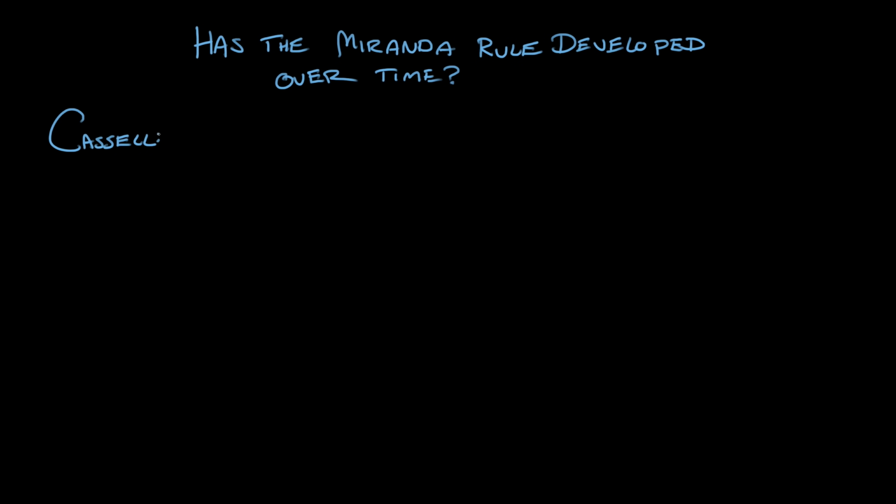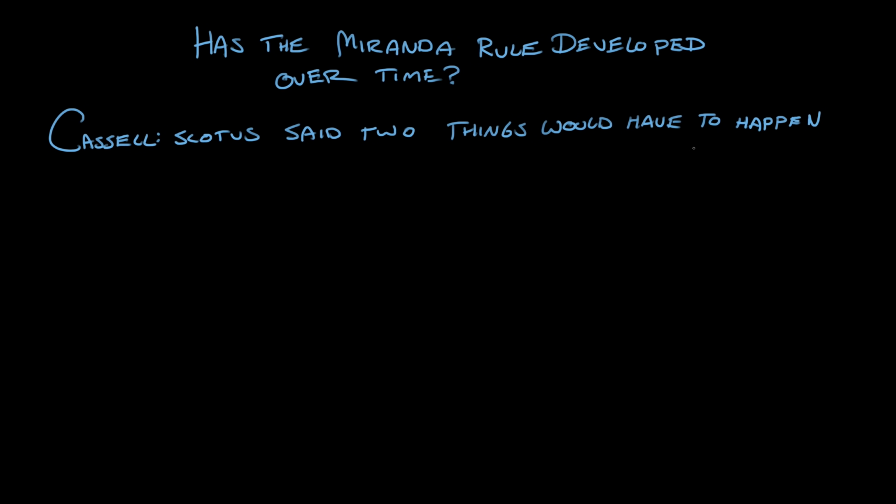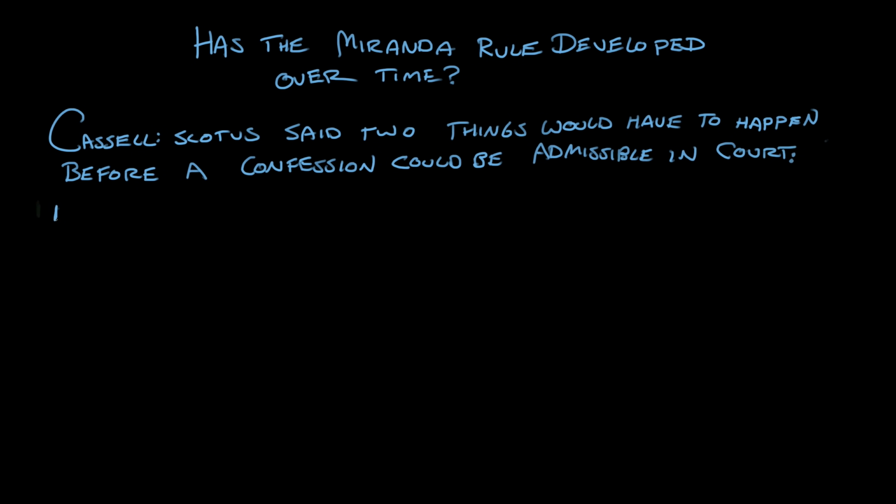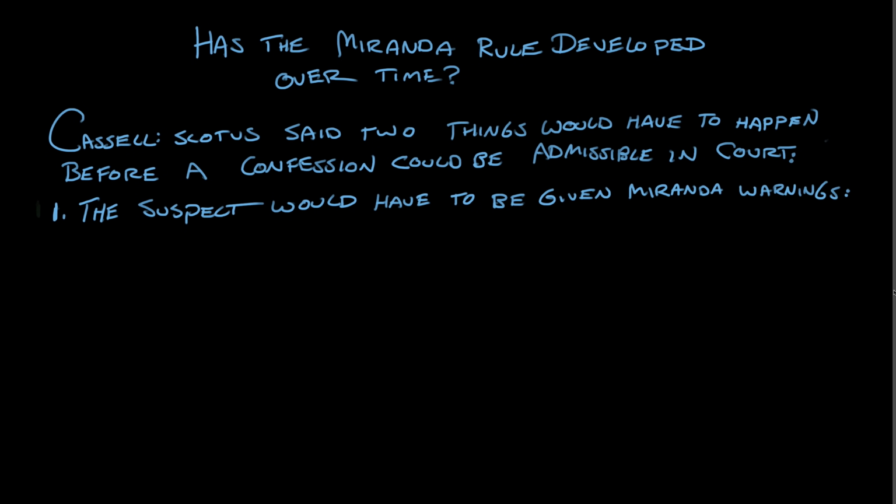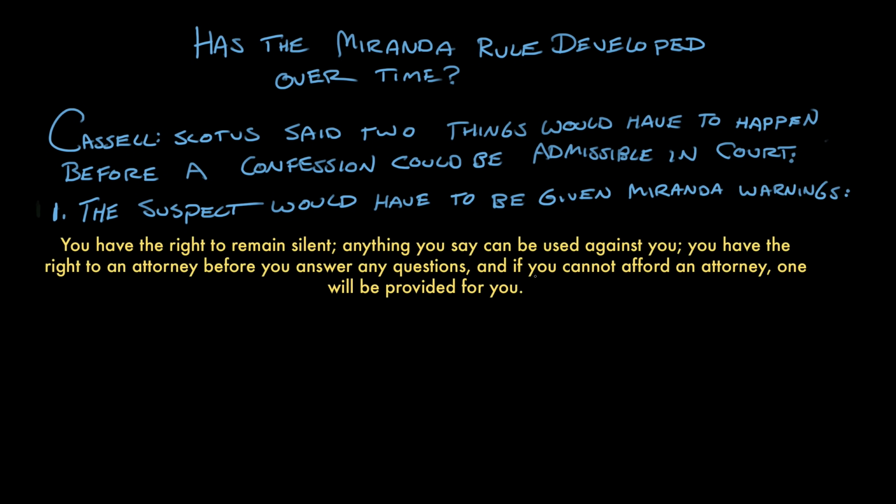Yes, what the Supreme Court said was basically two things were going to happen before a confession given by someone who was in police custody could be admitted at a trial. The first is that the suspect would have to be given Miranda warnings. That is, you have the right to remain silent. Anything you say can be used against you. You have a right to an attorney before you answer any questions.